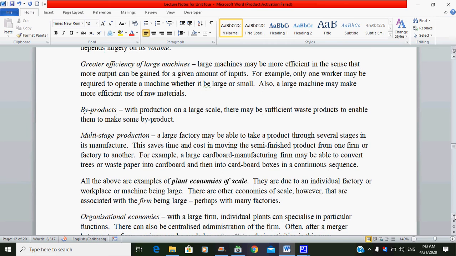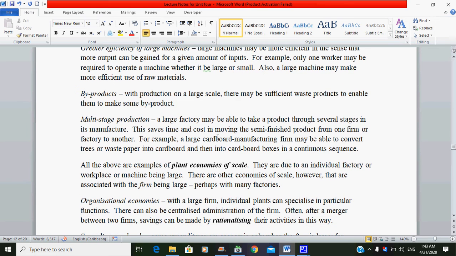Multi-stage production: a large factory may be able to take a product through several stages in its manufacture. This saves time and cost in moving the semi-finished product from one firm or factory to another. For example, a large cardboard manufacturing firm may be able to convert trees or waste paper into cardboard and then into cardboard boxes in a continuous sequence. All of the above are examples of plant economies of scale. They are due to an individual factory or workplace or machine being large.